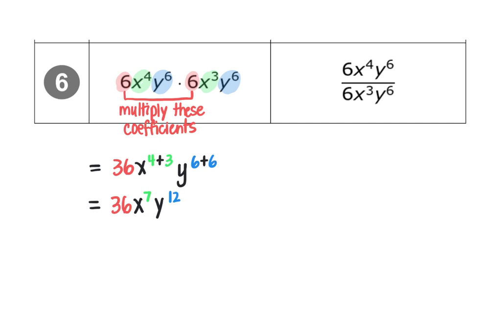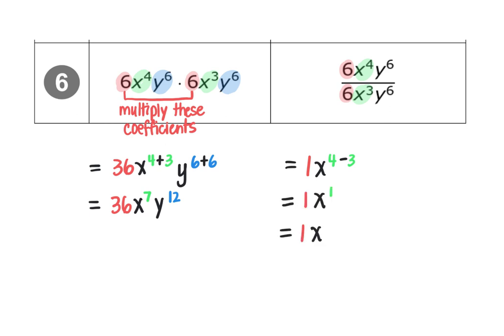When we divide, we'll handle things in a similar way. We will do 6 divided by 6, which will give us 1. We'll do x to the power of 4 divided by x to the power of 3, which is the same thing as x to the power of 4 minus 3, or just x.